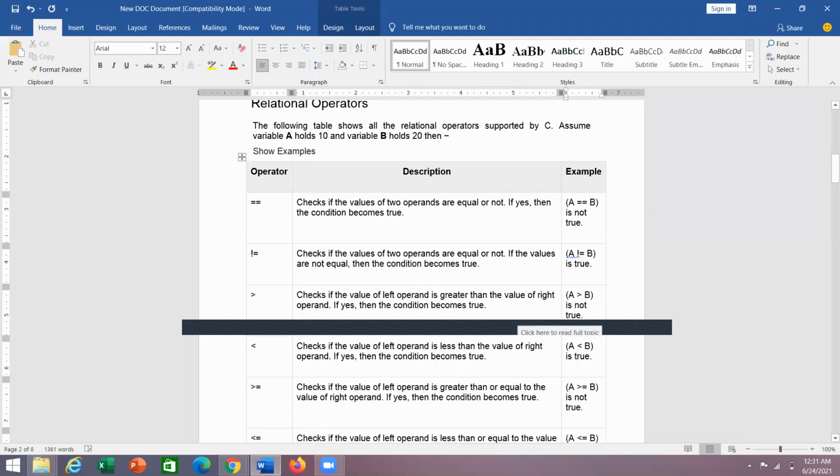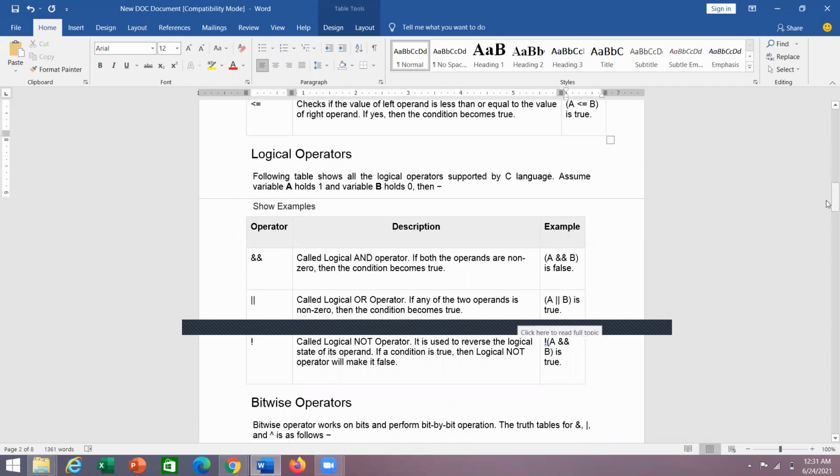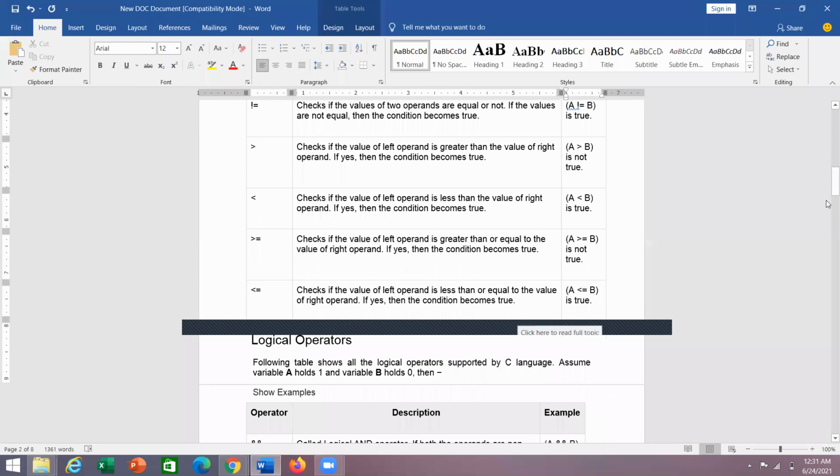Okay, and greater than. Greater than checks the value of the left operand and the right operand. If the value of the left operand is greater than the value of the right operand. Here, which one is the left operand and which one is the right operand? A is the left operand and B is the right operand.